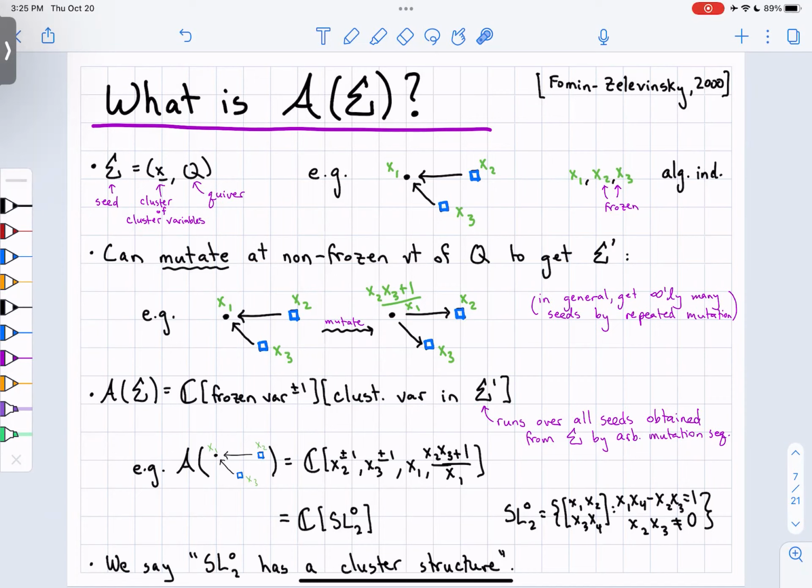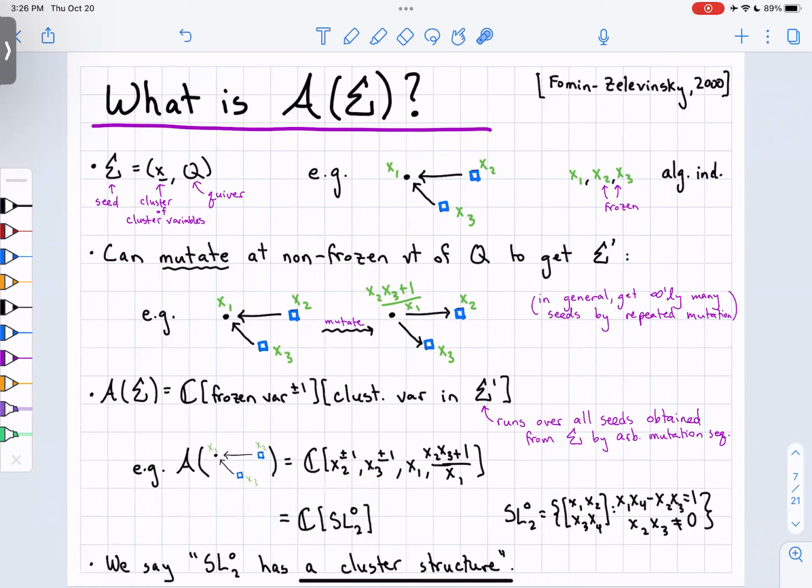Okay, so let's do a little example. Here was the seed I started with. It turns out I can only mutate to get one other seed, it's this one. So the cluster algebra I get is generated by the two frozen variables and their inverses, and then the cluster variables from each of the seeds sigma and sigma prime.